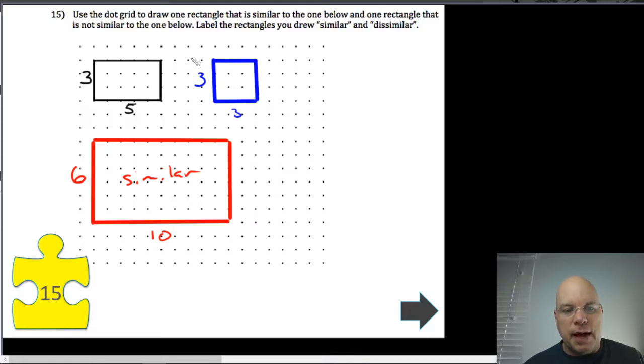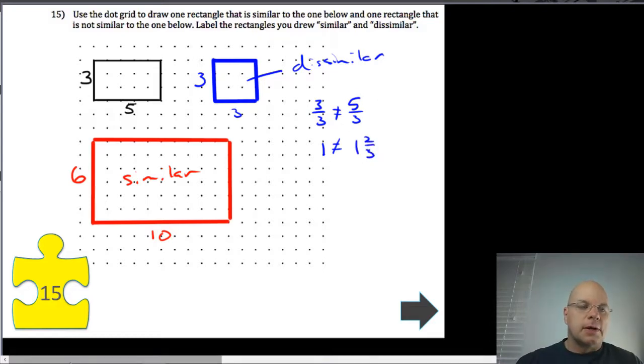The height has been scaled by 1, not changed, but the base has been scaled down by 3/5 to give you a base of 3. So this is dissimilar. It might be best shown just by comparing corresponding sides. So 3 over 3 is not equal to 5 over 3. This is 1, and this is 1 2/3, something greater than 1, because it's an improper fraction.